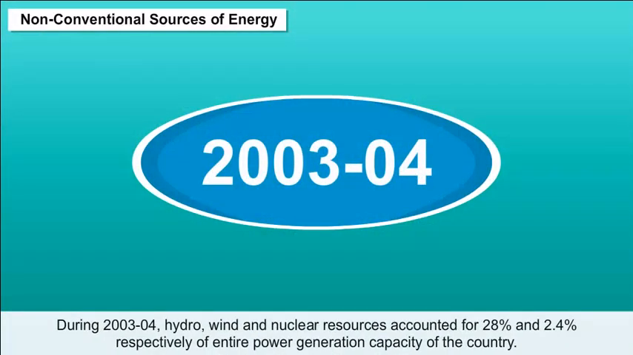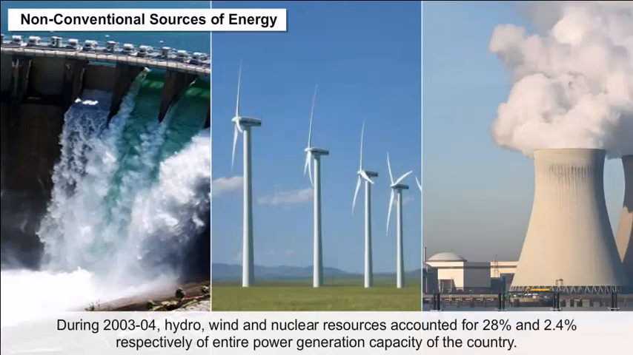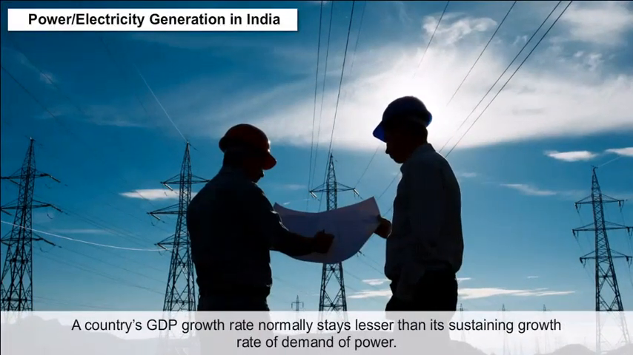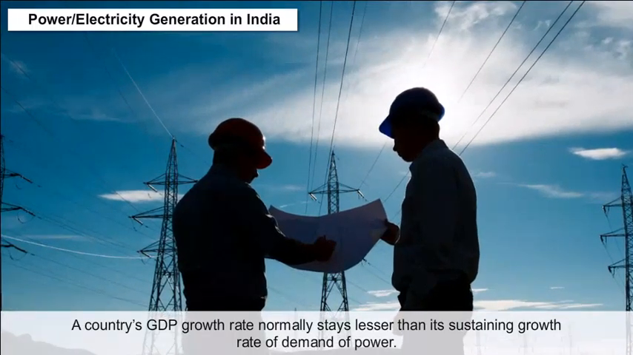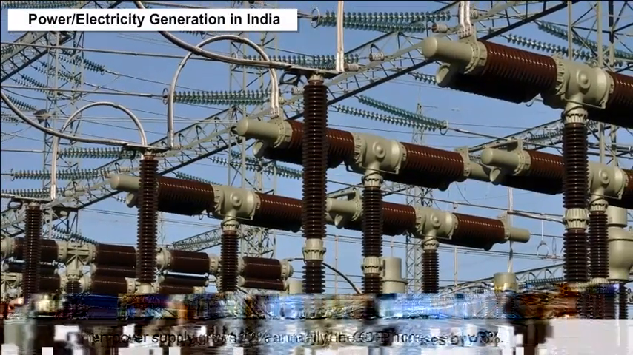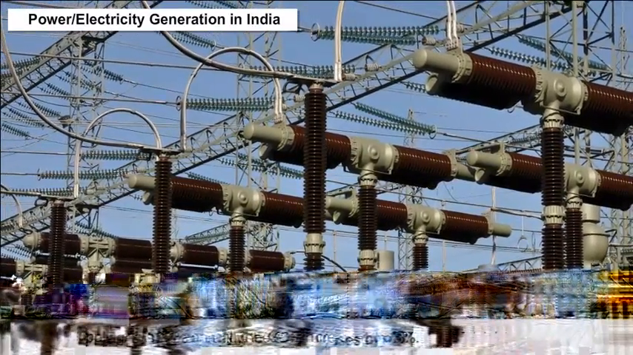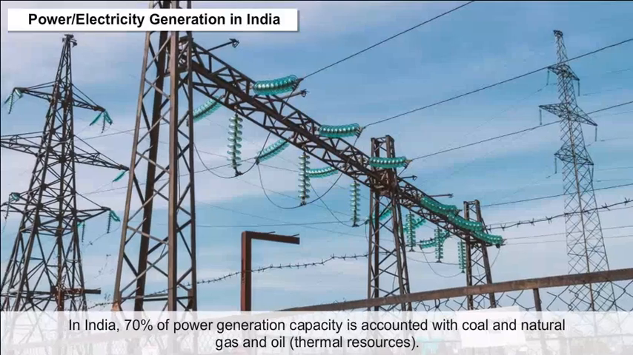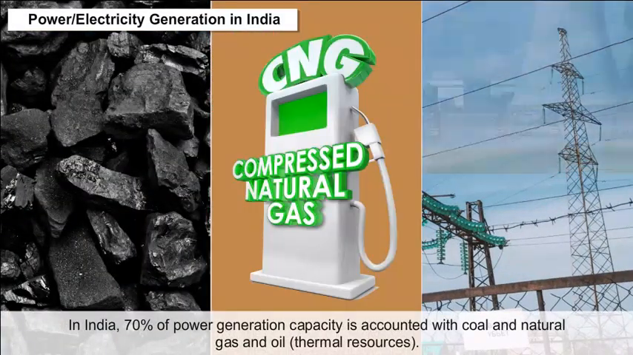During 2003-2004, hydro, wind, and nuclear resources accounted for 28% and 2.4% respectively of the entire power generation capacity of the country. Electric power generation in India. A country's GDP growth rate normally stays lesser than its sustaining growth rate of demand of power. When power supply grows 12% annually, the GDP increases by 8%. In India, 70% of power generation capacity is accounted for by coal, natural gas, and oil thermal resources.